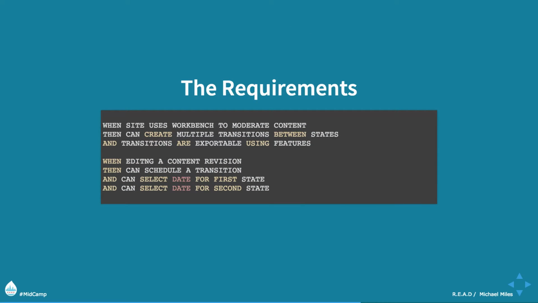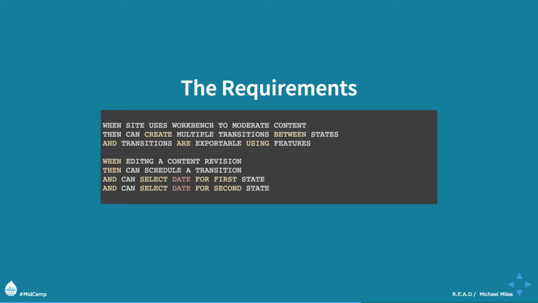So my requirements for this one are when a site uses Workbench to moderate content, then I can create multiple transitions between states, moderation states. Workbench is a workflow module if you don't know. And transitions are exportable using Features. And then when editing a content revision, so a node revision, I can schedule a transition and I can select the date for the first moderation state and a date for the second moderation state.